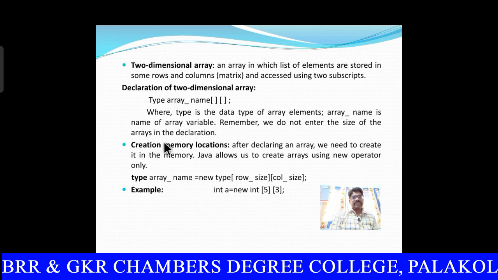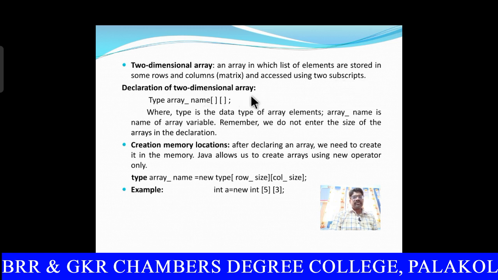Next one, two-dimensional. So what is the difference between 1 dimension and 2 dimension? In 1 dimension we are using only one subscript. In a 2-dimensional array, the list of elements are stored in some rows and columns and accessed using subscripts. So if you are storing the data in tabular form or matrix form, we go through a 2-dimensional array.